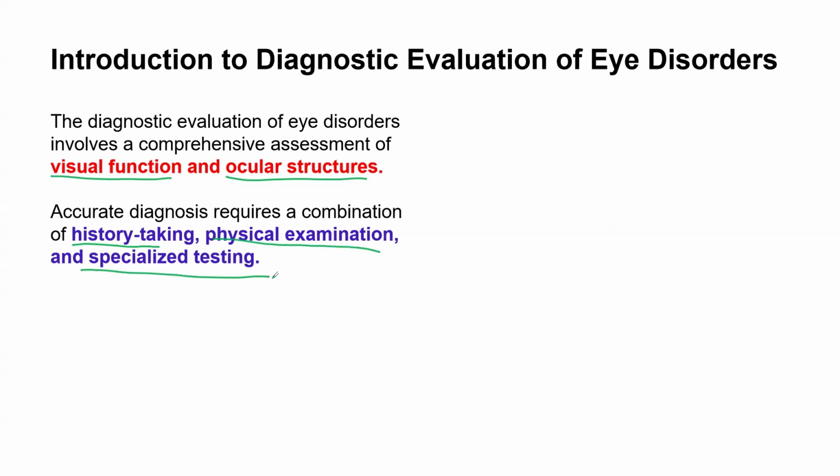So if you are going to diagnose any individual with an eye disorder, it is very important to take a medical history of that particular patient. Then physical examination, maybe through reading, and then you use a specialized testing technique to assess the condition. So these things must be put into consideration before the diagnostic evaluation of any eye disorder. If any one is missing, it means there is a problem.